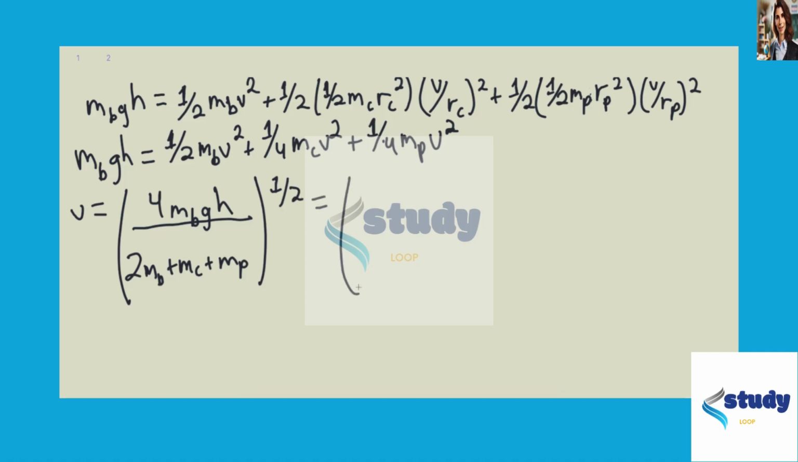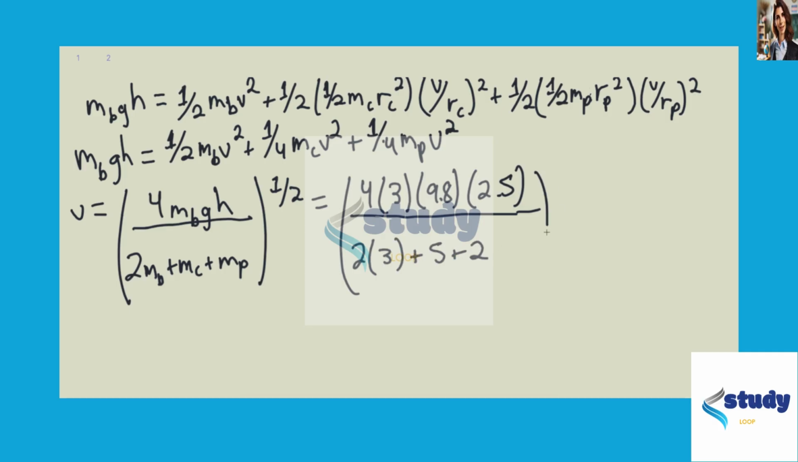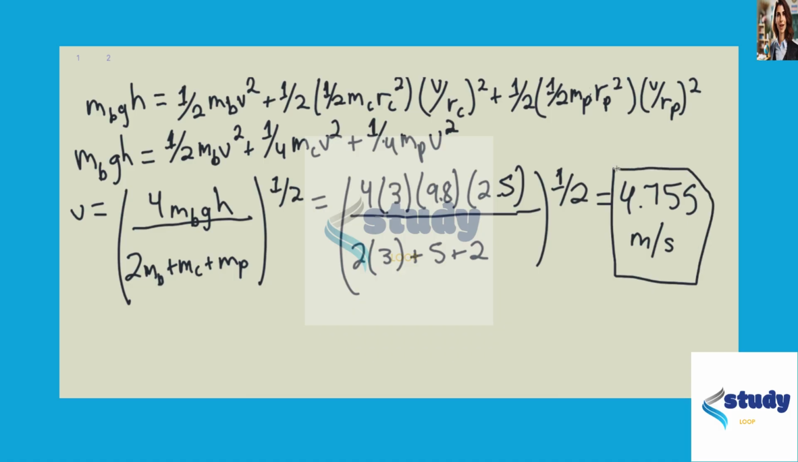And at this point, we can solve. So 4, 3, 9.8, 2.5, and then 2 times 3 plus 5 plus 2, all to the 1/2 power. And this is going to be 4.755 meters per second. This will be our answer. This will be the linear velocity of the box after it has fallen 2.5 meters. And that's the end of the solution.